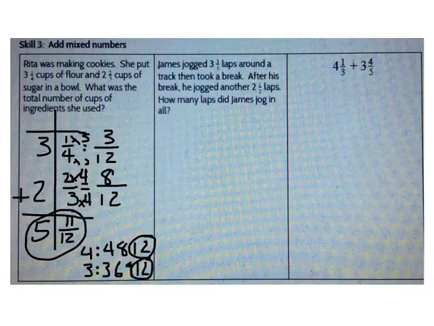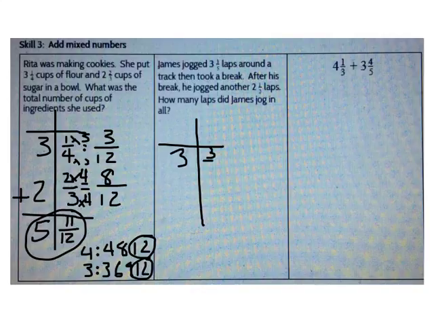James jogged 3 3/5 laps around a track, then took a break. After his break, he jogged another 2 1/2 laps. How many laps did James jog in all? What type of problem is this? This is an addition problem because I'm combining the numbers of laps. So let's add 3 3/5 plus 2 1/2.